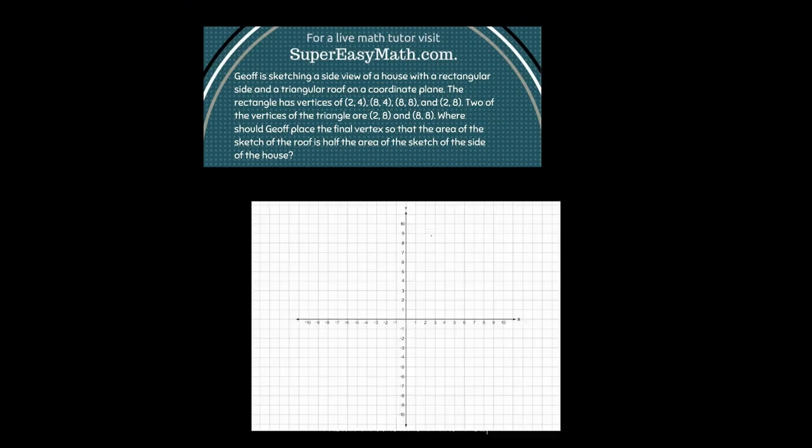Well, in order to solve this problem, we're going to use the coordinate plane. So I have one here. And the first thing I'm going to do is put a dot at all of these vertices. So we have 2, 4, 8, 4, 8, 8, and 2, 8. We know that this is the bottom portion of the house, so I'm going to go ahead and connect these points. And now I'm going to pay attention to the sentence where it says two of the vertices of the triangle are 2, 8, and 8, 8.